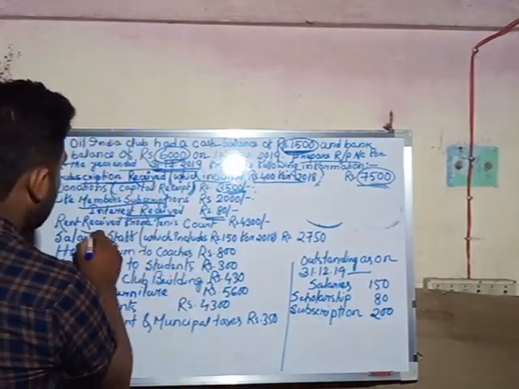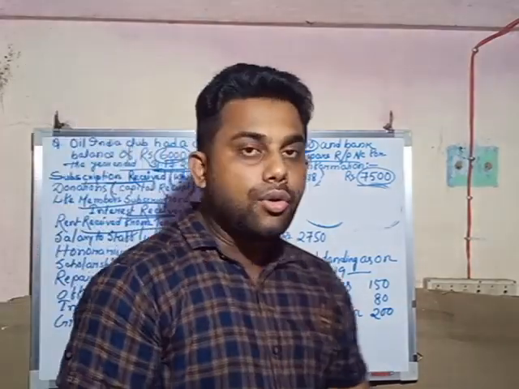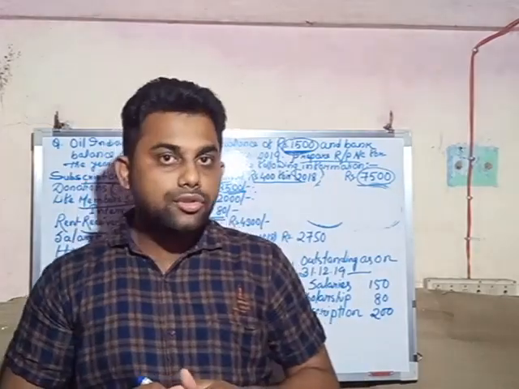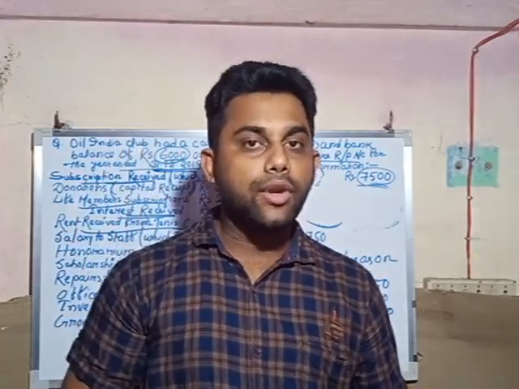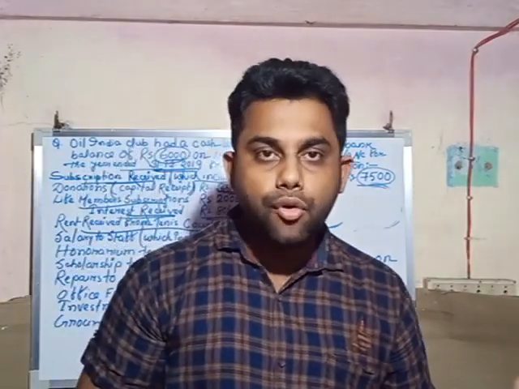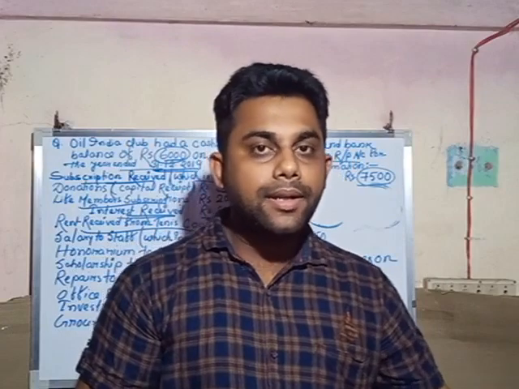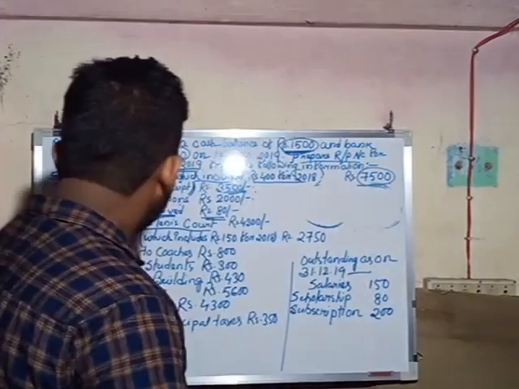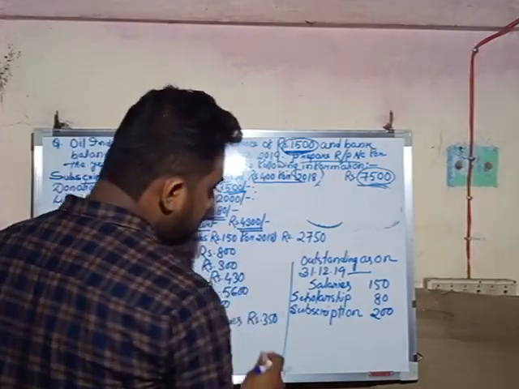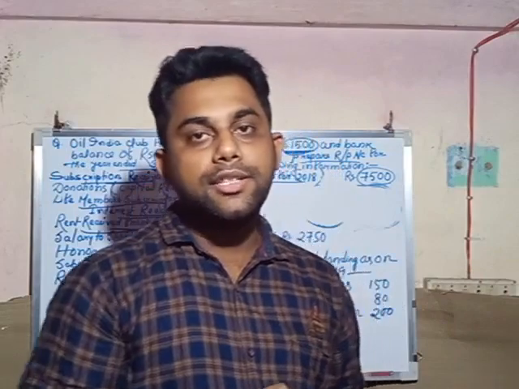Next one is the rent received from tennis court. What is a non-trading organization? Non-trading organizations are those organizations like clubs, schools and colleges, and clubs, schools and colleges have a tennis court, auditorium, stadium, etc., and they have given it on rent. So they have received rent from their tennis court, rupees 4,300. So it is a receipt, so it comes in the receipt side of the receipts and payment account.